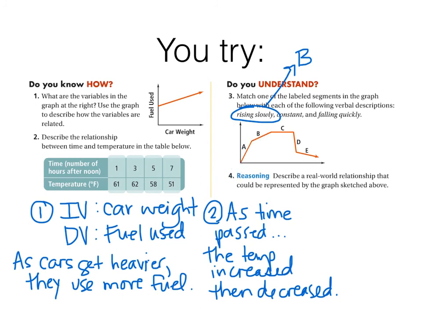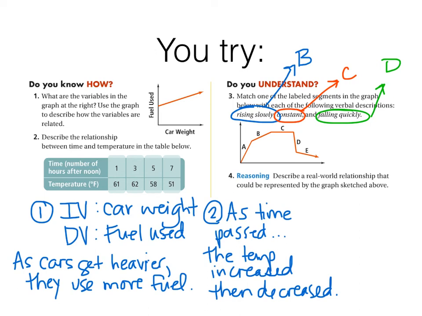And then we have constant. Where would it be constant? Constant means staying the same. That's C because it stays flat. Stays flat, constant. And then falling quickly. Where would we find falling quickly? Well, that would be D. D is where it's falling quickly, because you can see it has a downward trajectory, and it's going down fast. Falling slowly would be E, but we didn't have that. Rising quickly would be A, but we didn't have that. And there you go.